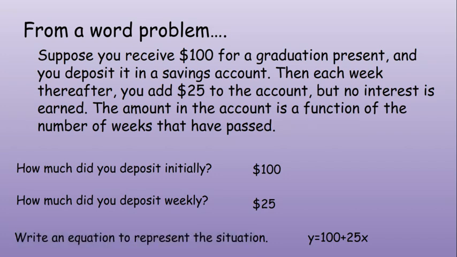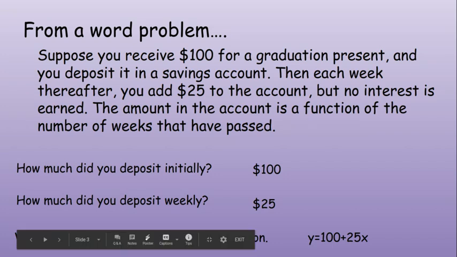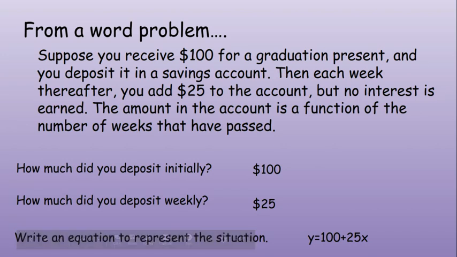So perhaps you were asked how much money would be in your savings account at the end of 4 weeks. You could simply replace x with 4 because your x variable represents the number of weeks. And 25 times 4 would be 100. 100 plus 100 is 200. So y equals 200. So your total amount in your savings account would be $200.